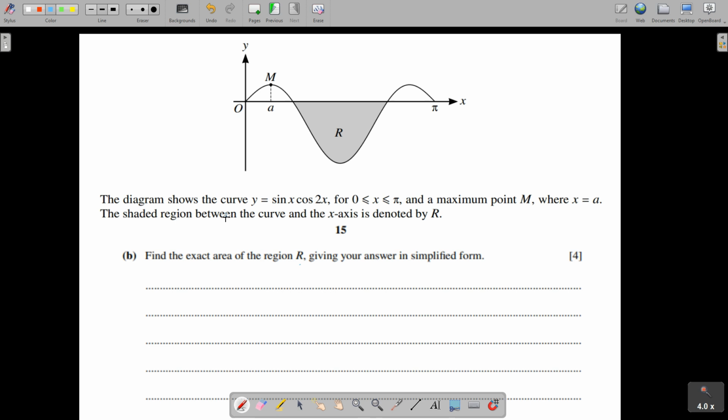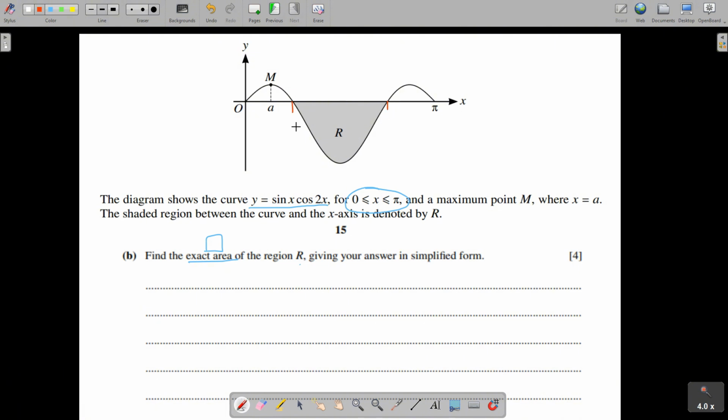Alright, so let's begin with another question, and this one states that we have to find the area, the exact area by the way, of region R, and this is region R over here. And what is the curve? It is y is equal to sin x cos 2x for this interval right here. So first things first, we need to determine what the limits are.